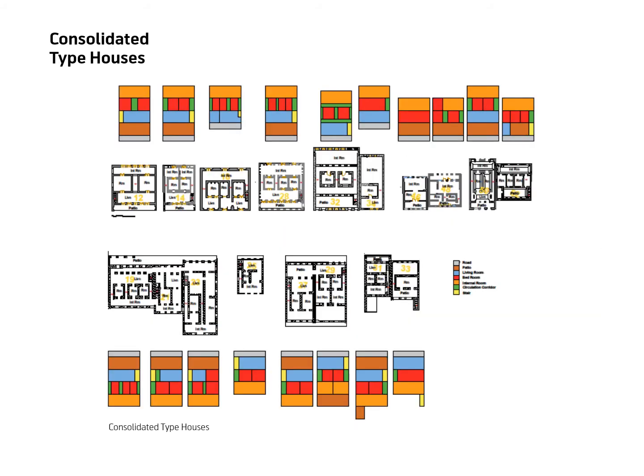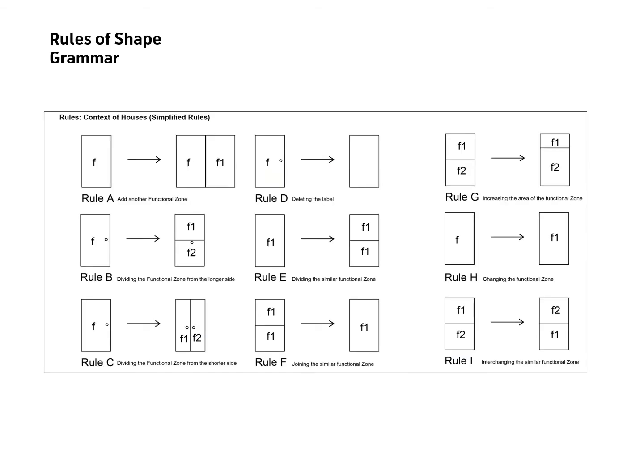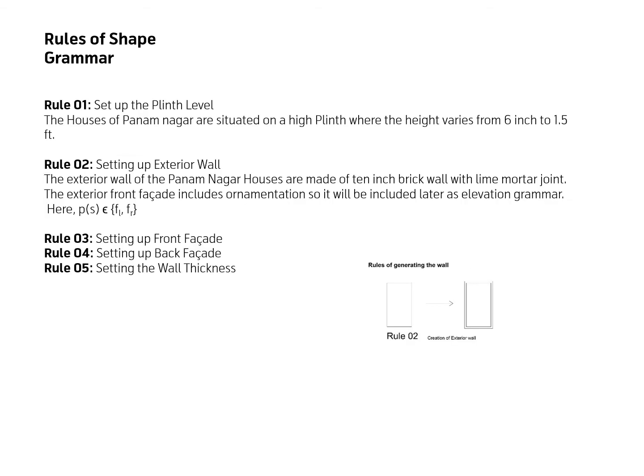From the existing consolidated type houses, this is the corpus of their spatial and zoning layout. To derive the inherent pattern, these are the basic rules of shape grammar that I am going to use for the 13 number house based on its layered formation. For the convenience of calculation, the spaces are considered rectangles. The houses of Panam functionally follow the rules of connecting, extending, and dividing the spatial zones.